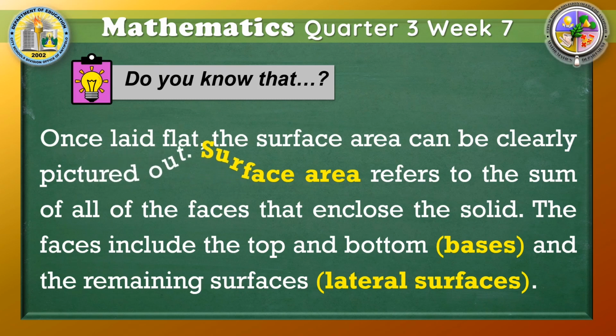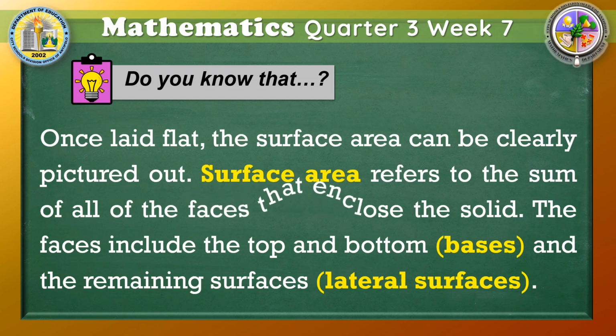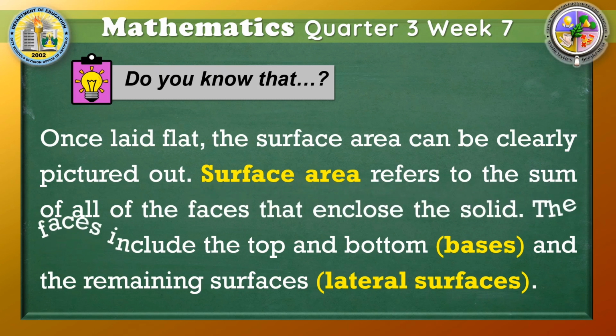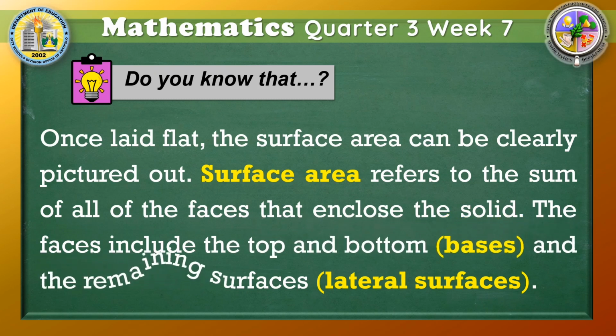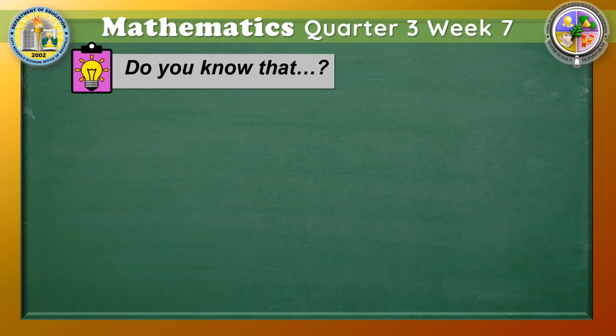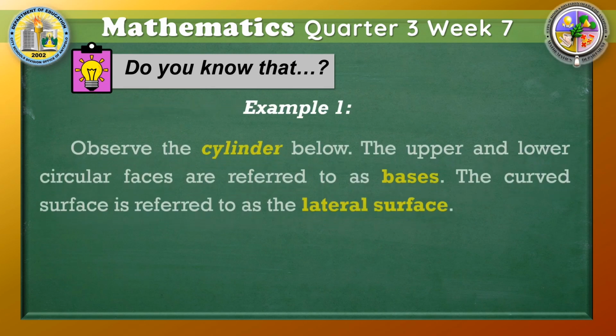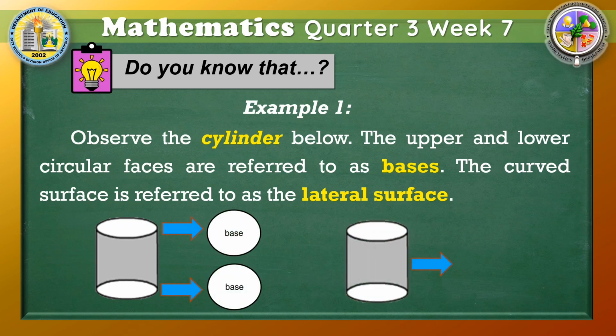Surface area refers to the sum of all of the faces that enclose the solid. The faces include the top and bottom, called bases, and the remaining surfaces, called lateral surfaces. Study closely example number 1. Observe the cylinder below. The upper and lower circular faces are referred to as bases. The curved surface is referred to as a lateral surface.